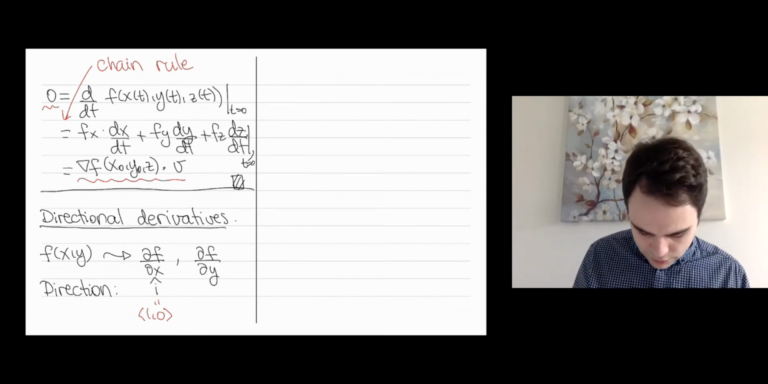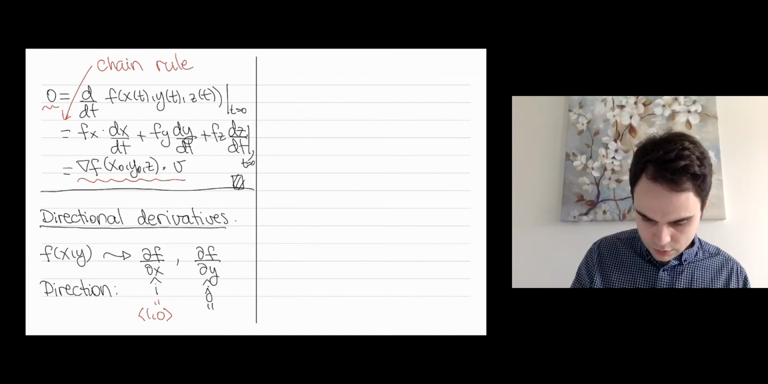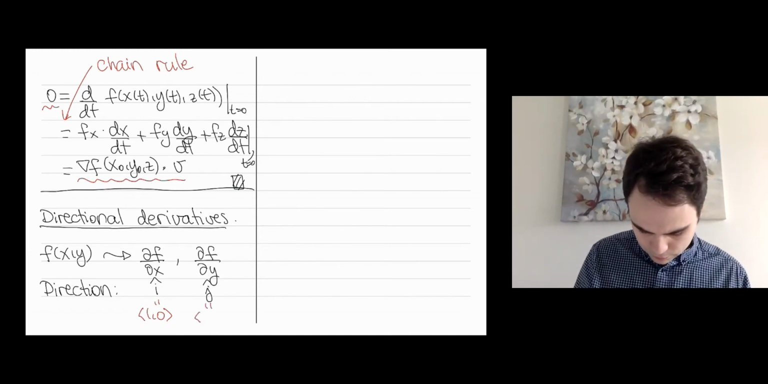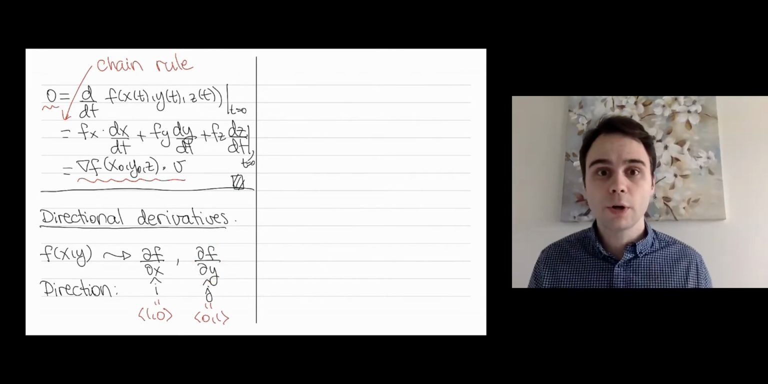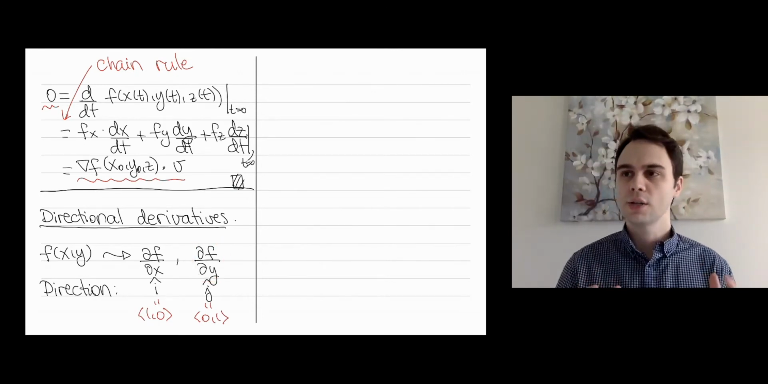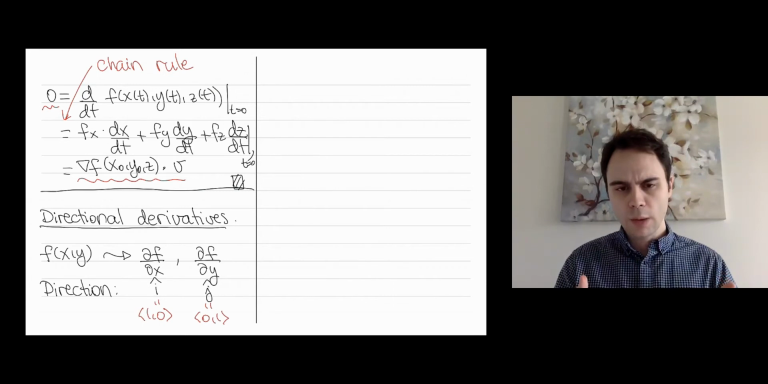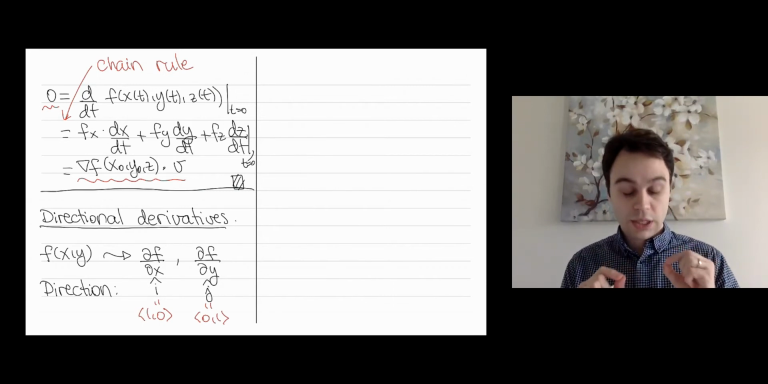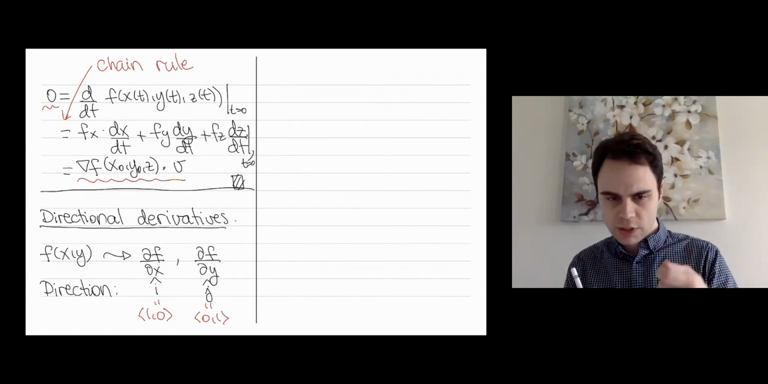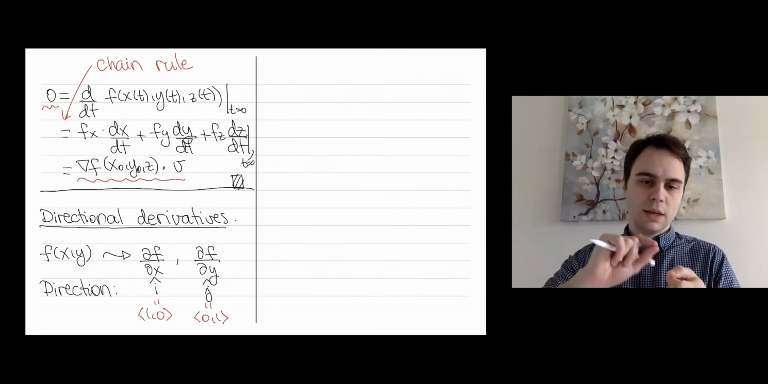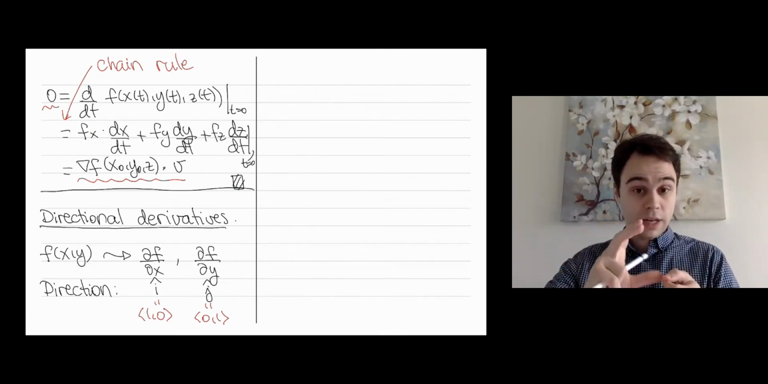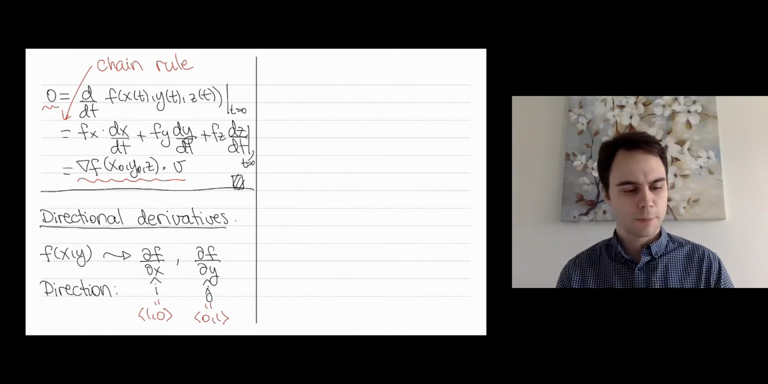Now the direction of the y partial is the j direction, right? Because the y partial tells you what happens when we compute it: we fix the x coordinate of the point, and then we increase y with unit speed, and then we see how fast f is changing.